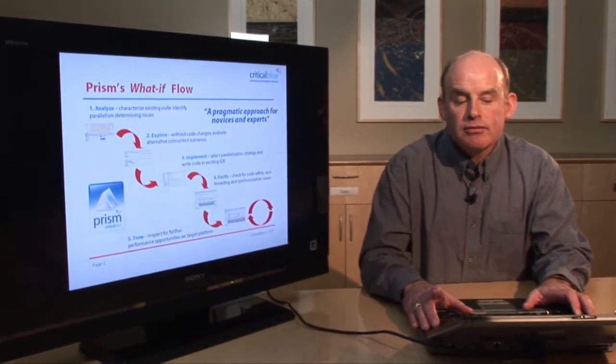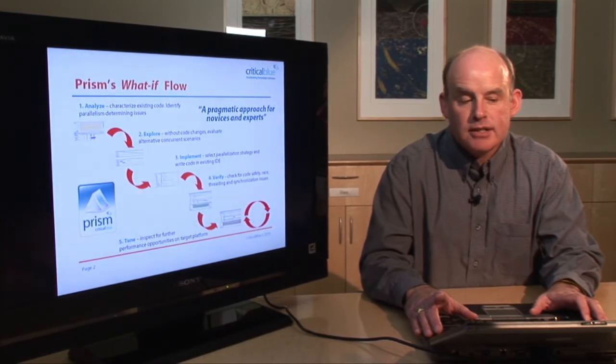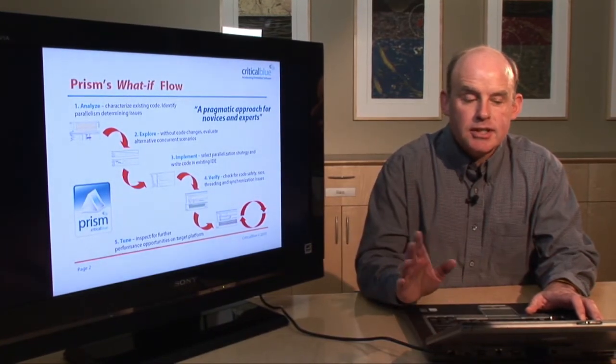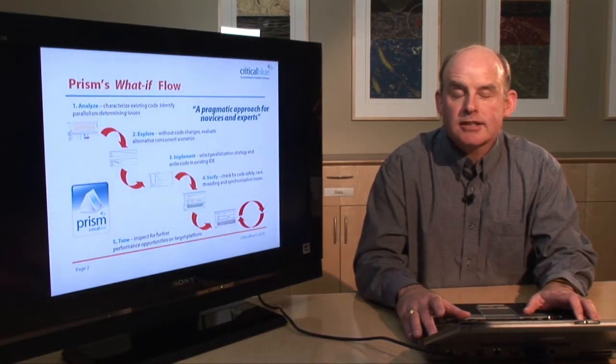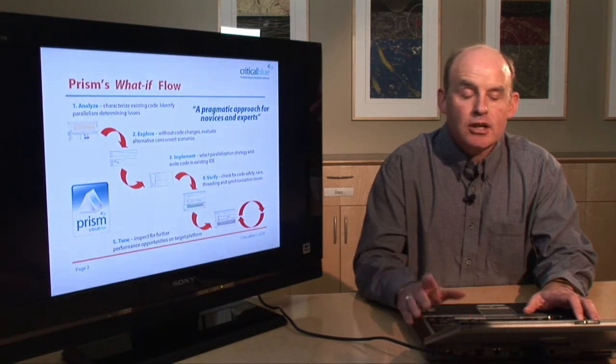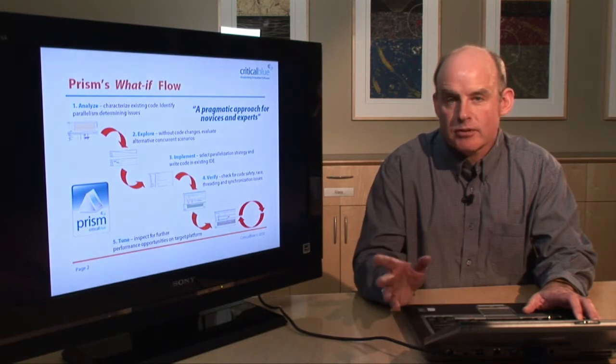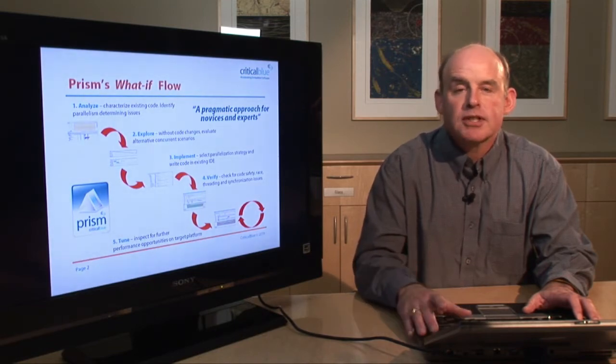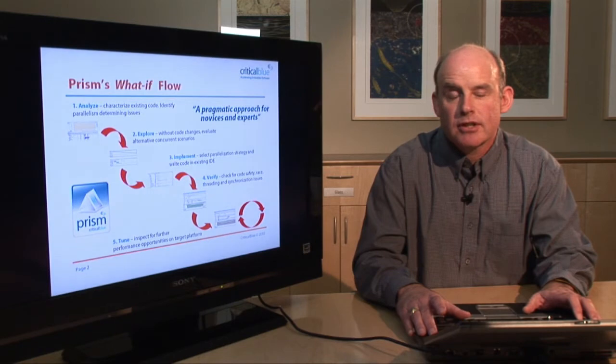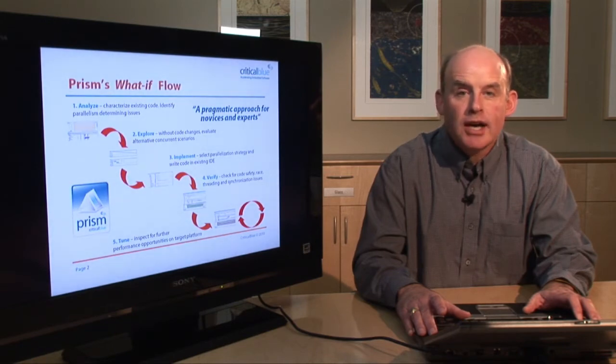Prism uses a what-if flow. It's a five-step process, starting with initially tracing your code and analyzing it on existing software, on existing hardware. You run it in and learn the characteristics of the code. Once you have that written into Prism, then you go through an exploration phase where you can ask what-if questions about the code. What if I was to parallelize this? What if I was to remove these dependencies? What's the expected benefit that I would get from that? You use that iteratively to develop a strategy to implement to run your code in parallel.